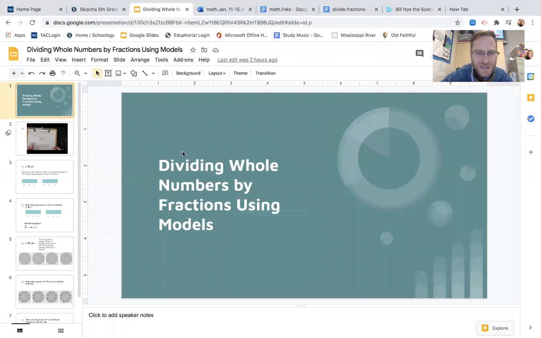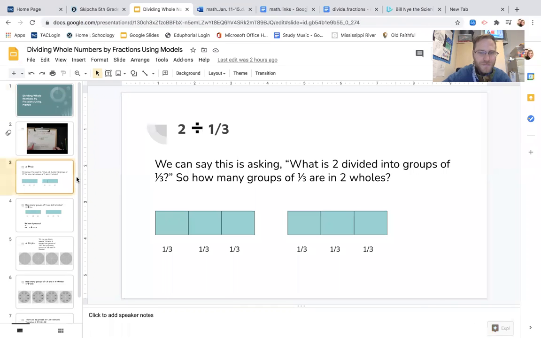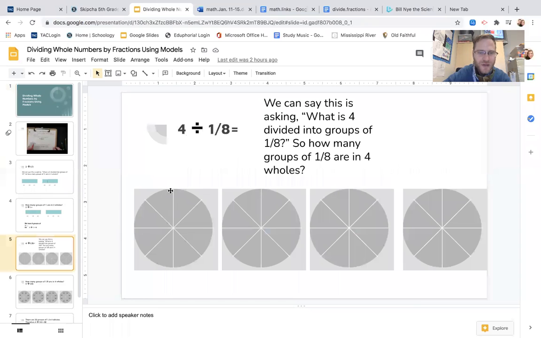All right, so we're going to be talking about dividing whole numbers by fractions using models. I'm going to talk about that using two different types of models: bar models, these kind of strip diagrams here, as well as fraction disks.